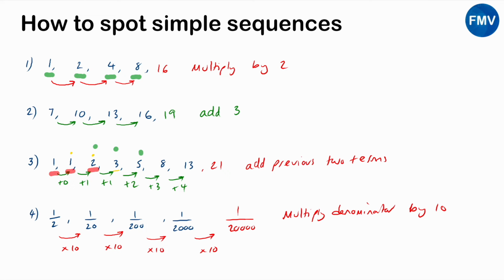Now, one thing I didn't say here is you want to actually describe this rule properly. The top one, for example, you would say we start at 1 and the term-to-term rule is multiplying by 2. This one, you'd say start at 7, then the term-to-term rule is add 3. This one, start at 1, add the previous 2 terms. And this one, start at a half and multiply the denominators by 10.